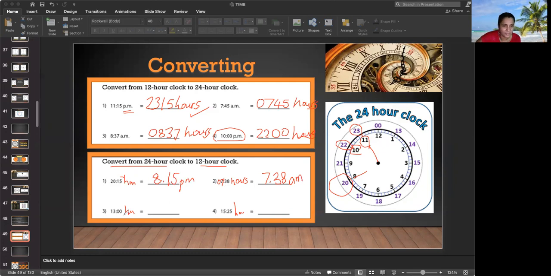Over here, 1300 hours. 13 is very simple. It's 1 o'clock. So you write 1, put your minutes 0, and then obviously it's PM. And then 1525. 15 is 3 o'clock in the afternoon. So you write 3, okay, and then you put your dot, you put your point, and then you write your 25 minutes. And of course, obviously, this is PM.